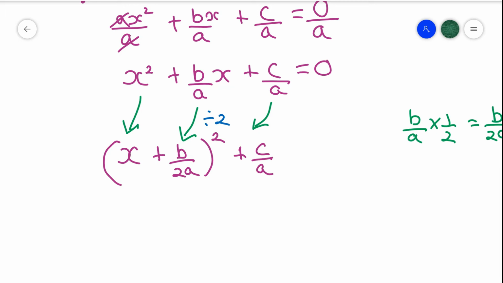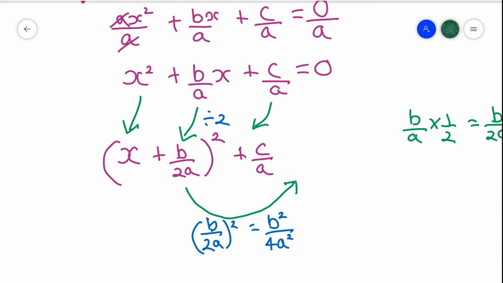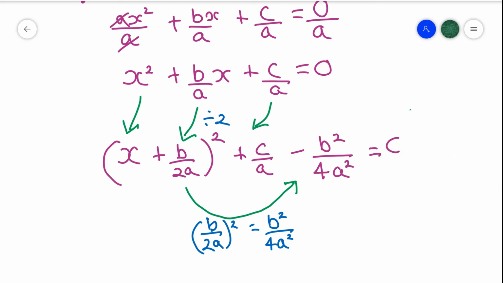Then subtract the square of the second term. So we're going to square this. b over 2a squared would give you b squared over 4a squared. So minus this, which is going to be equal to 0. So that is the completing square.